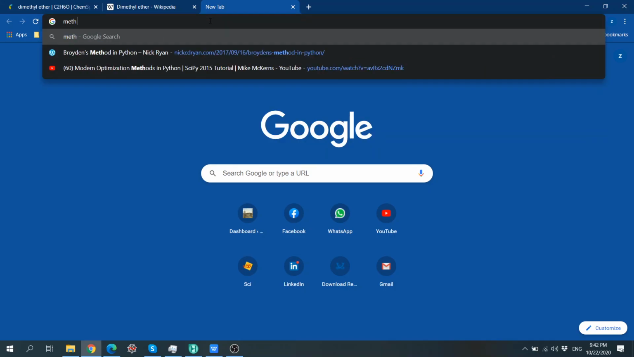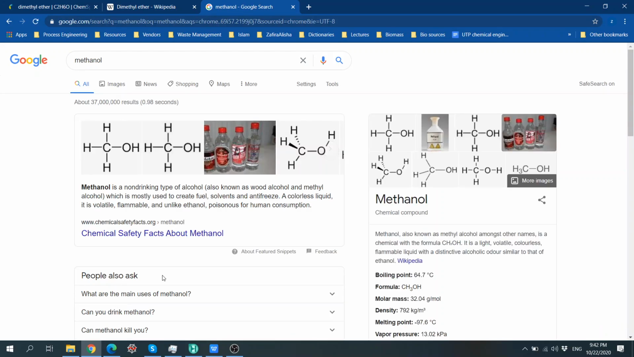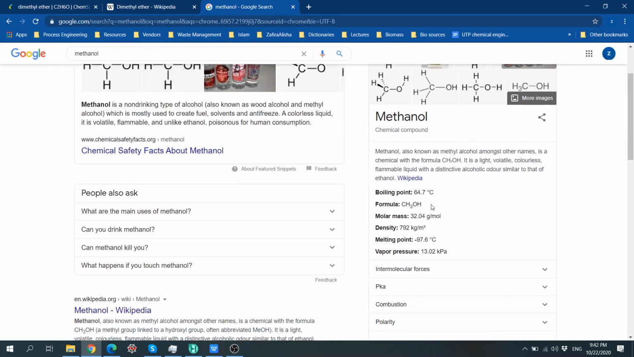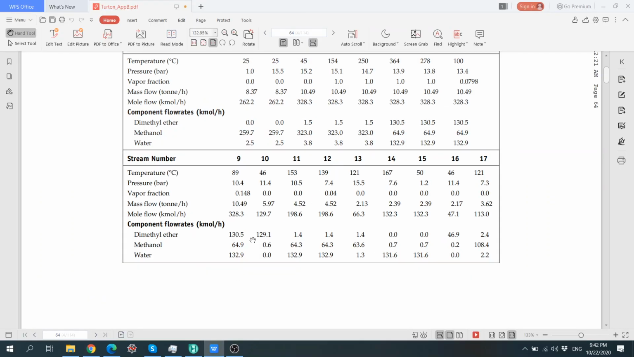So methanol is boiling at which temperature? You can see methanol is boiling at 64 degrees C. So if we sort these three components in the order of increasing boiling temperature, we would put dimethyl ether at the top. So it's minus 24 degrees C, and then methanol 64 degrees C, and then water at 100 degrees C. So this list, coincidentally, is already in ascending order of the boiling point.